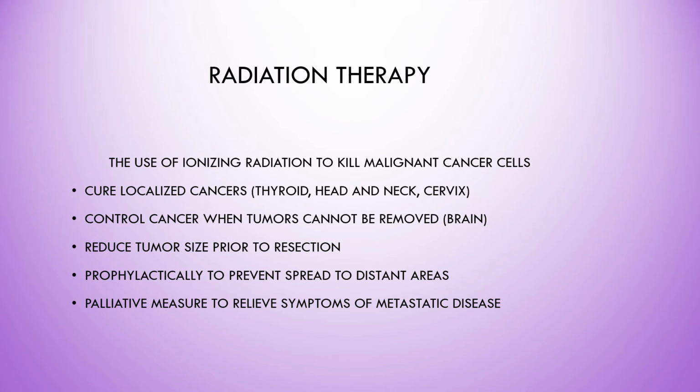Radiation therapy uses ionizing radiation to kill malignant cancer cells. It can cure localized cancers like thyroid, head and neck, and cervix. It can control when tumors cannot be removed, like the brain, or it can reduce the size of a tumor prior to resection. Prophylactically, it can be done to prevent the spread to distant areas, and palliative to relieve symptoms of metastatic disease.